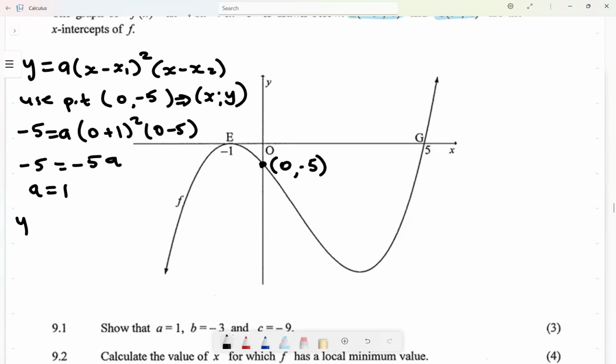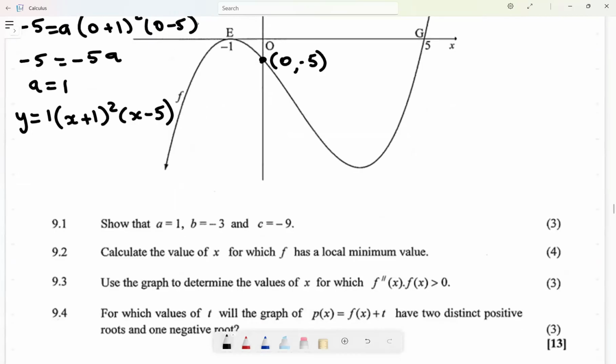After doing that, I can go back to my equation and say, y equals 1 into (x minus x1). I already know x1, it is this one, so it is −1, so it will just be (x + 1) squared, and then (x − 5). Am I done? No. I need to simplify this a little bit further. How can I simplify this? It's just going to be y equals, this is just 1, so I can simplify this. When you simplify this, it's going to be (x² + 2x + 1) multiplied by (x − 5).